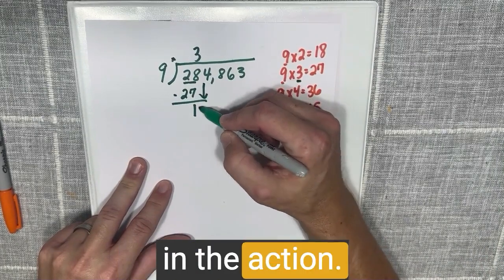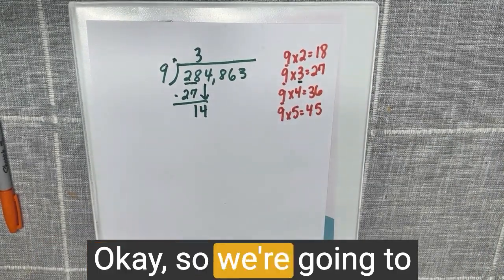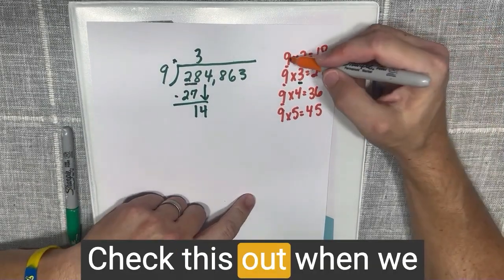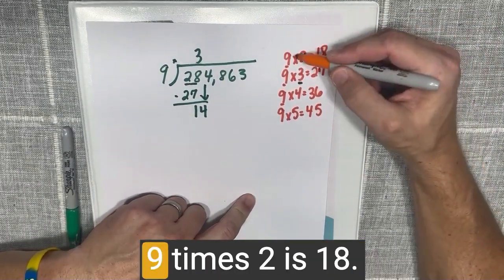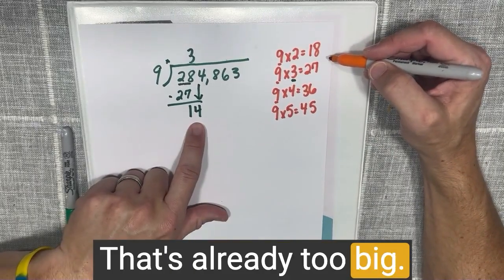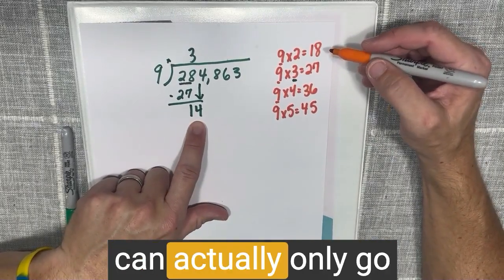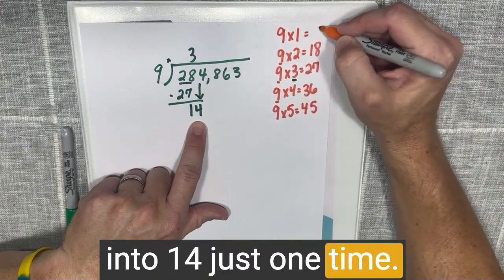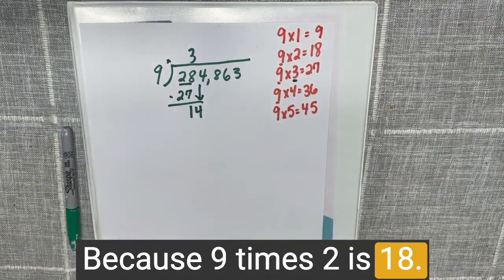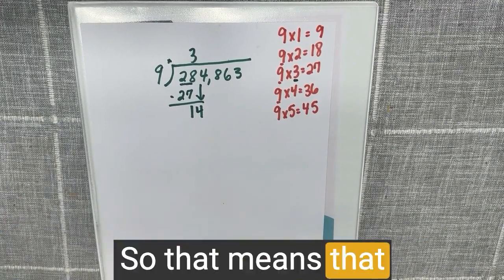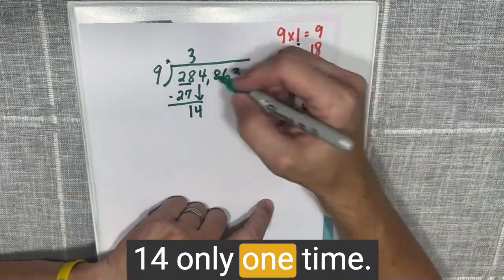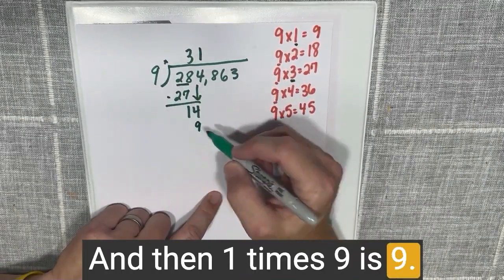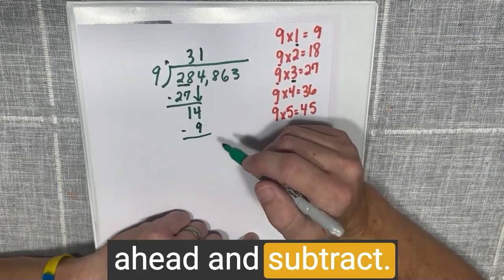The 4 is getting in the action. Okay. So we're going to figure out how many times 9 can go into 14. Now here's the crazy thing, mathletes, check this out. When we look at our previous work, 9 times 2 is 18. That's already too big. So that means that 9 can actually only go into 14 just one time, because 9 times 2 is 18. That was already too big. So 9 was able to go into 14 only one time. Okay? And then 1 times 9 is 9.